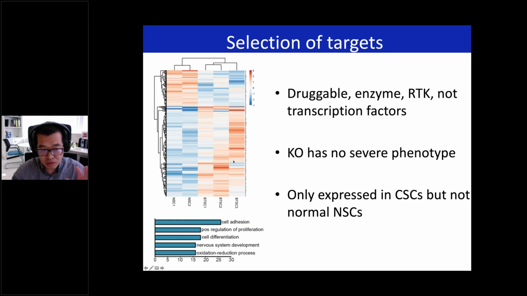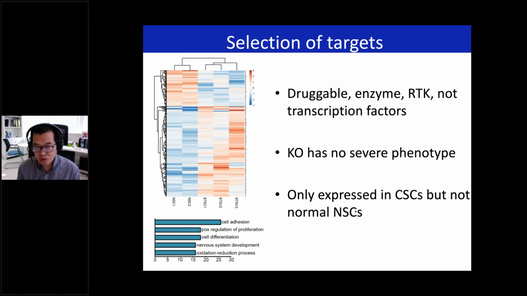Of course, you will see many genes. There's a clear difference between tumor stem cells and neural stem cells. But then we decide our criteria of selection of target: the target should be druggable, has to be an enzyme, and shouldn't be a transcription factor so far because it's difficult to drug them. And better, knockout has no severe phenotype, which suggests that if we can develop a drug, maybe there's less toxicity. And the best would be only expressed in cancer stem cells, but not in neural stem cells.